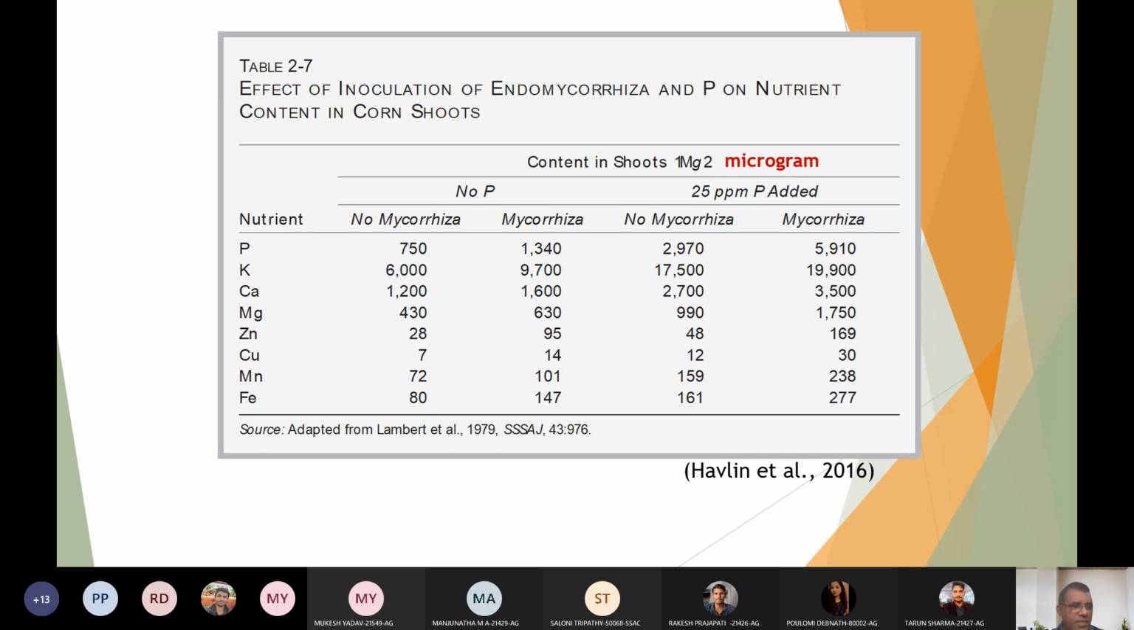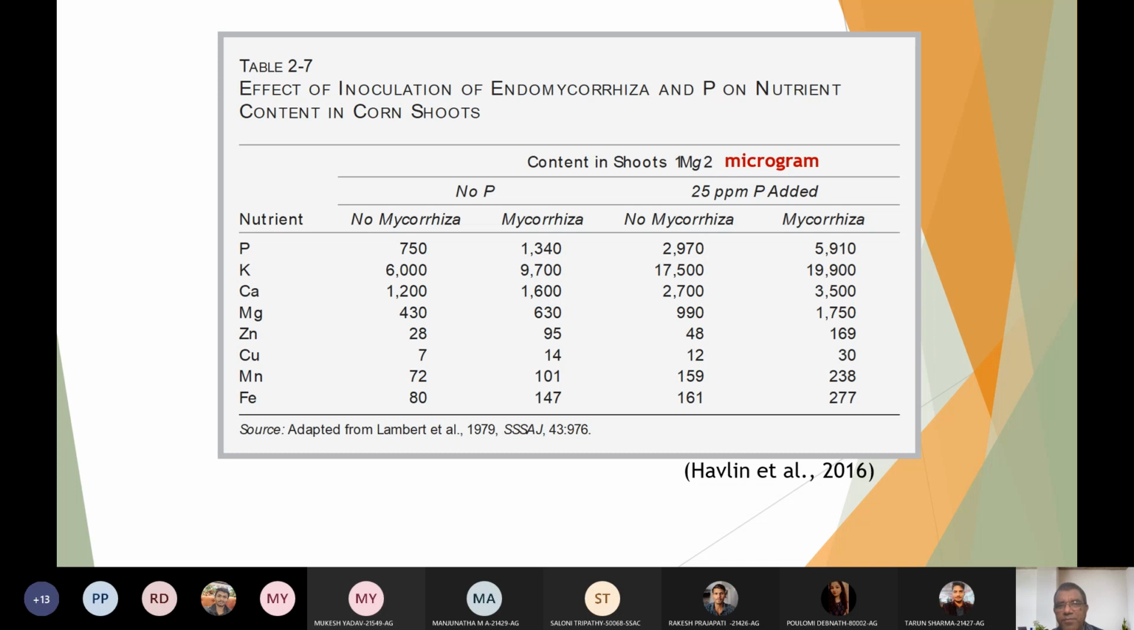So you can see the first column is nutrient: phosphorus, potassium, calcium, magnesium, zinc, copper, etc. Now, no phosphorus application. With no phosphorus application, one case is no mycorrhiza, the other case is mycorrhiza. If you have no mycorrhiza, then it was 750 microgram of phosphorus in the corn shoots. So the concentration was 750 microgram. And if there were mycorrhiza in the soil, then the phosphorus concentration was almost doubled. You see 1340.